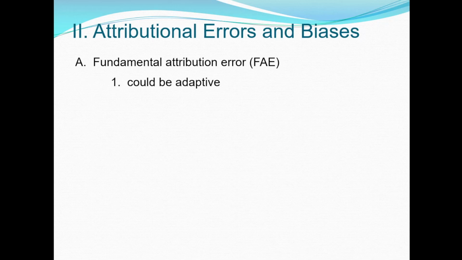Now, despite it being an error and despite it being a bias, it could be adaptive. I mean, there may be a reason that people so naturally commit the fundamental attribution error. And not all of us do, but most of us do, at least a little. But it could be adaptive. Pause the video. Think about the benefits of the FAE. Think about the pros in terms of the pros and the cons of the FAE. Think about the pros. Why is it a good thing?